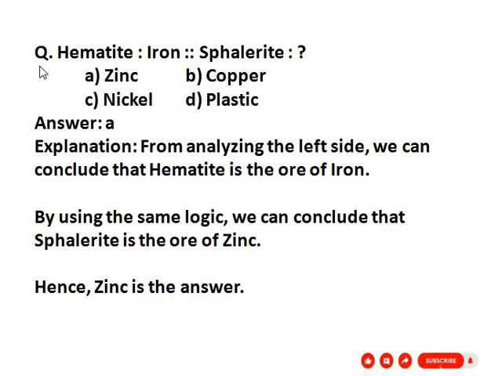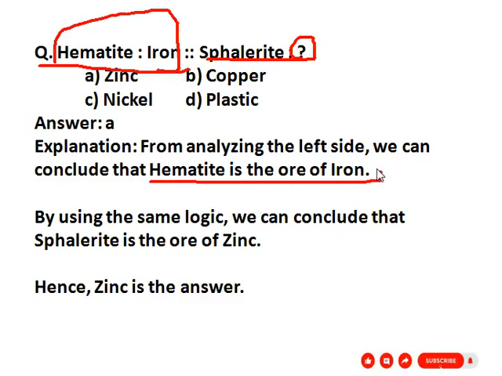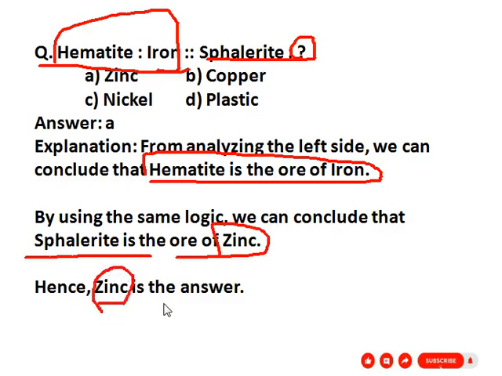Here first question is hematite, iron, sphalerite, question mark. So here first group is given hematite and iron. So what is the relation between hematite and iron? See here, hematite is the ore of iron. So by same logic, sphalerite is the ore of zinc. So our correct answer is zinc. Here given option A is zinc.